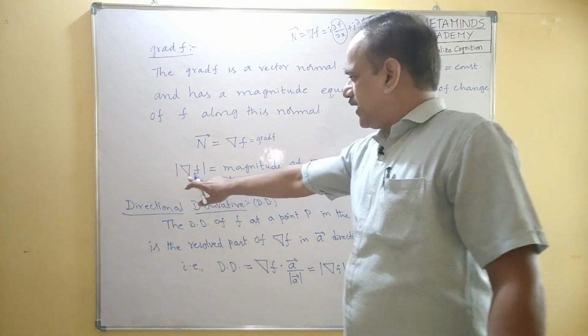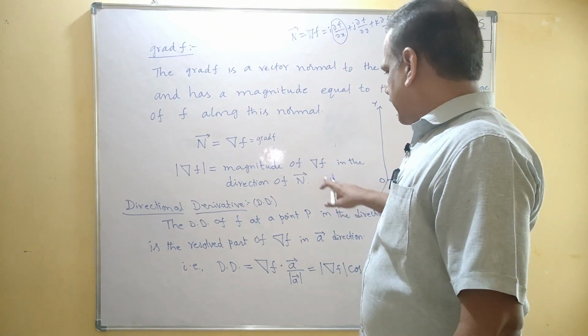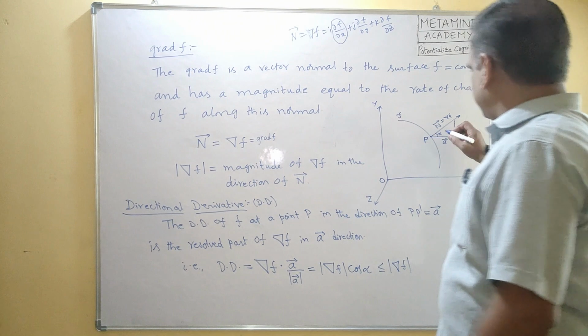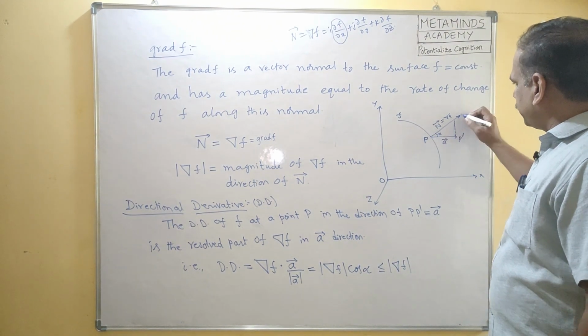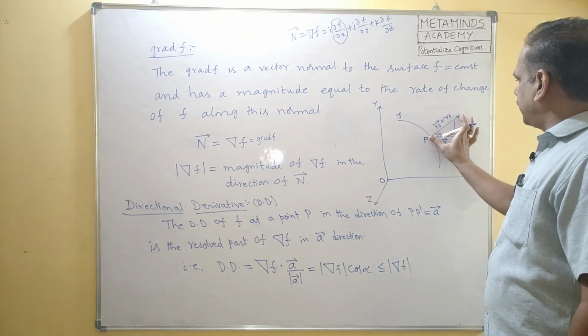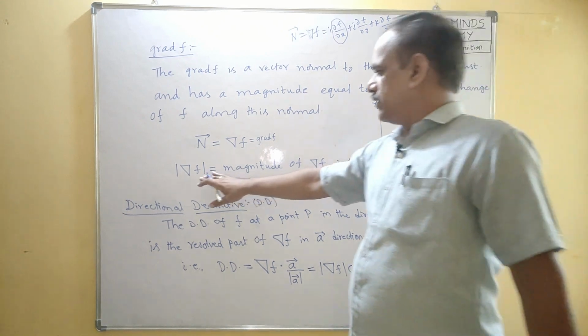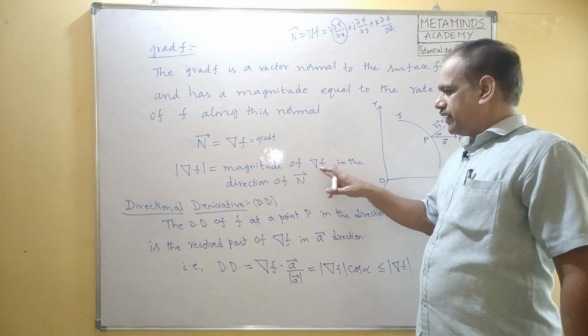Then what is mod del f? Modulus of del f is the magnitude of del f in the direction of n bar. That means del f is a vector. It has some length from P to here. If it is a vector, it is from here to here, then it has a length. That length is mod del f. So that is the magnitude of the vector n bar or del f.